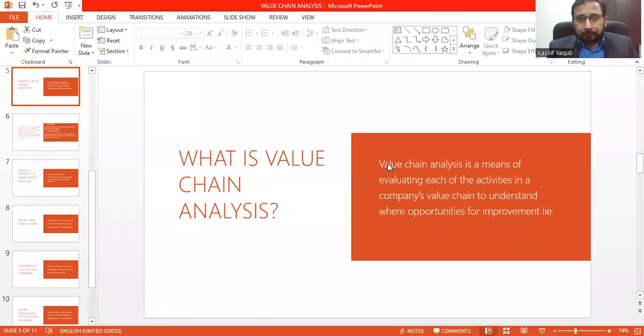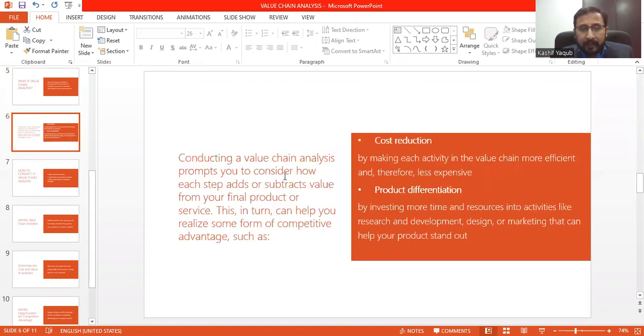Okay, here is the slide. As I told you, what is value chain analysis? Value chain analysis is a means of evaluating each of the activities in a company's value chain to understand where opportunities for improvement lie. So conducting value chain analysis gives you some competitive advantage that includes cost reduction and product differentiation.